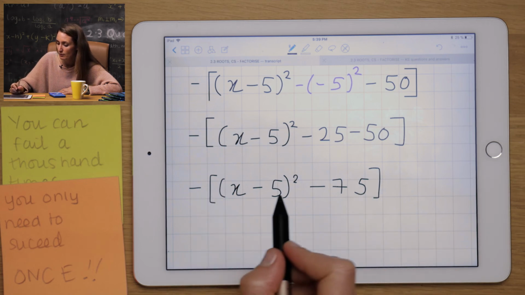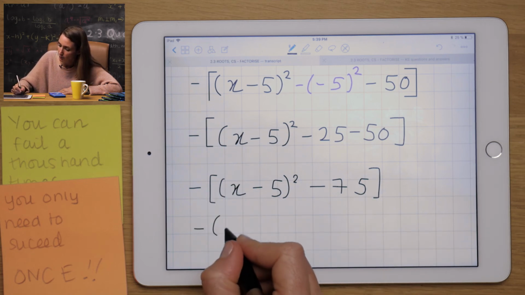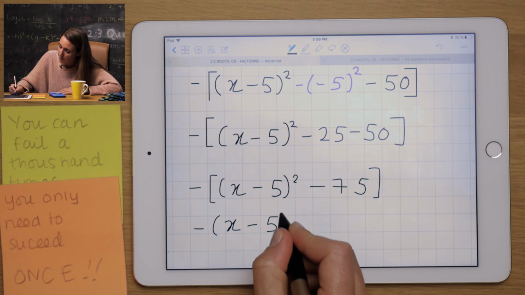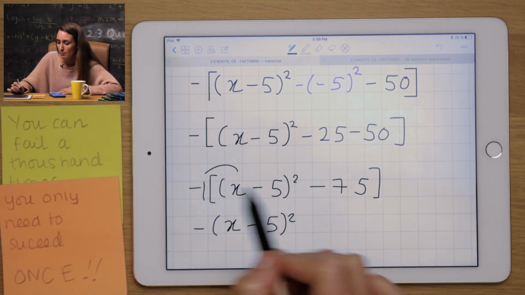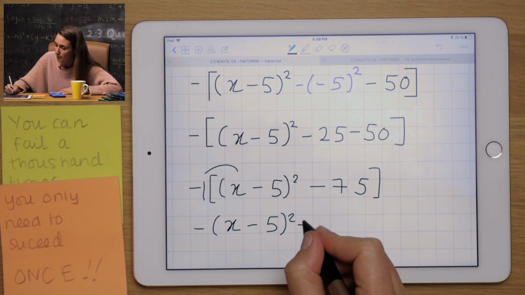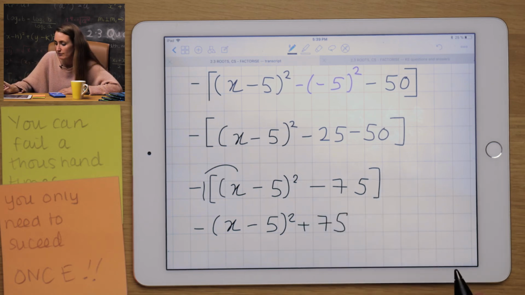And then finally multiply the minus back in. So here it will go in front of the bracket like this. You can imagine it's a minus 1 if that helps you. And minus 1 times minus 75 will be plus 75.